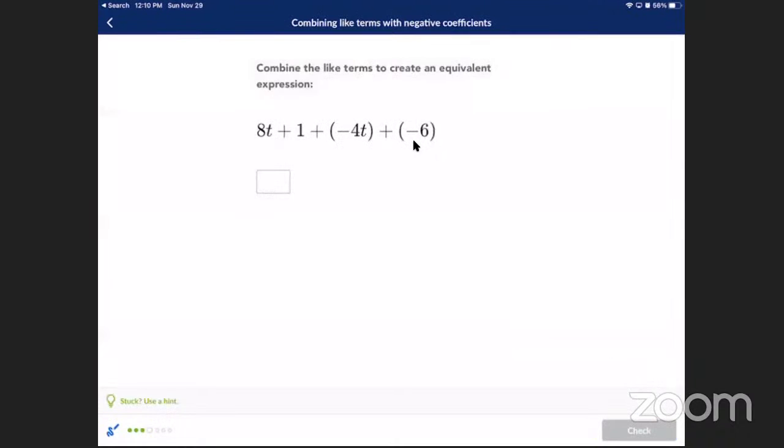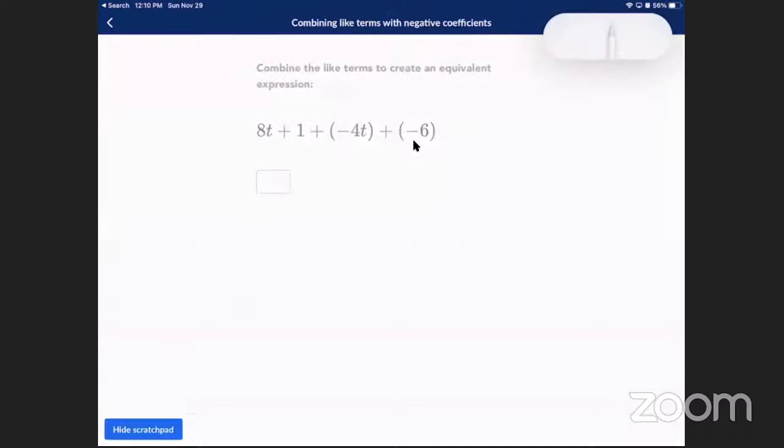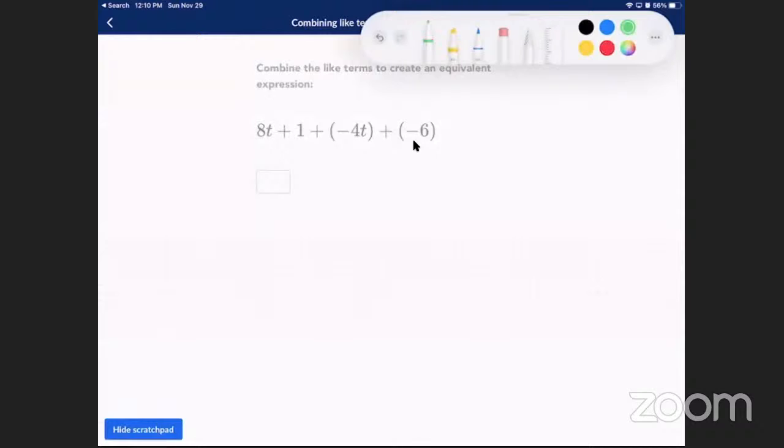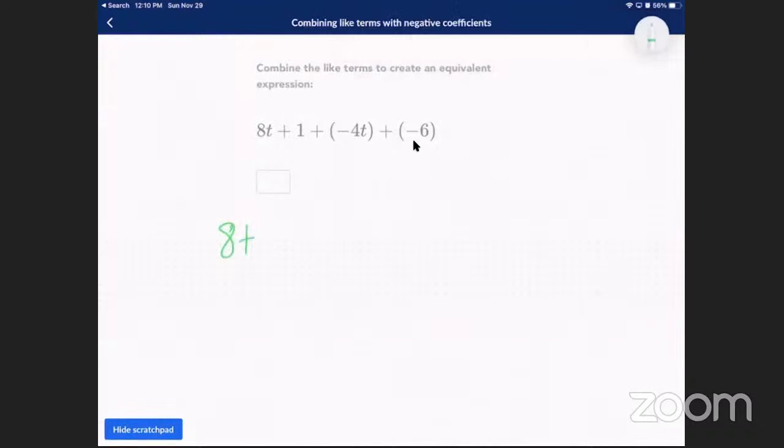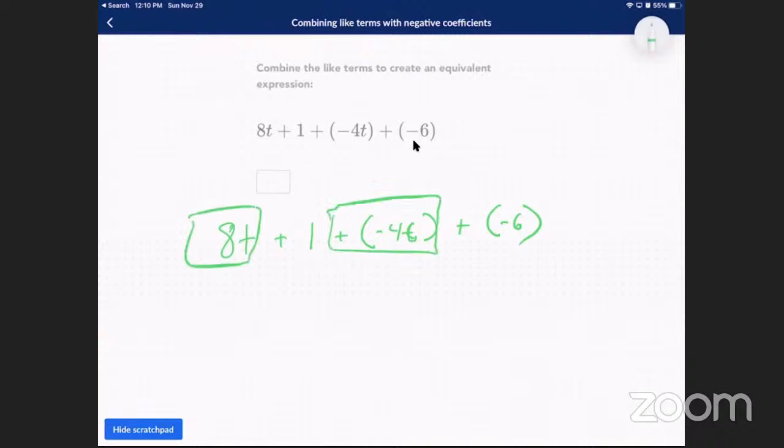Okay, next one is 8t plus 1 plus negative 4t plus negative 6. All right, let's quickly get this taken care of. We have 8t plus 1 plus negative 4t plus negative 6. So what we're going to do is look at this piece here and this piece here because these are pretty much similar. This is a 4t, right?